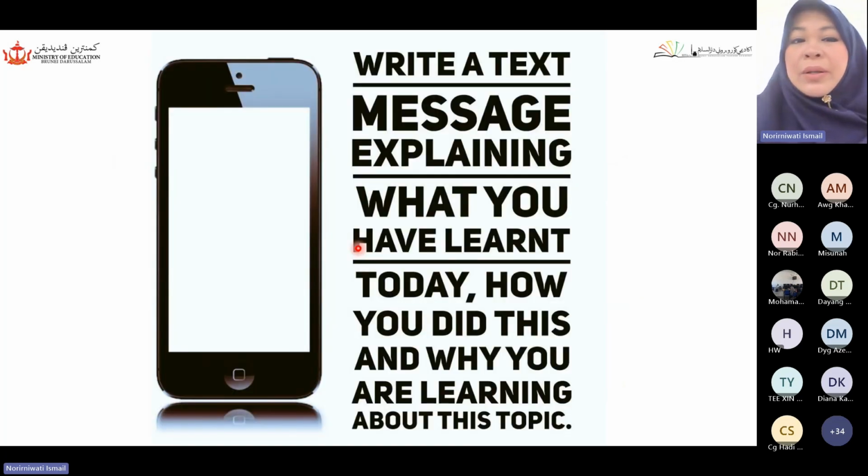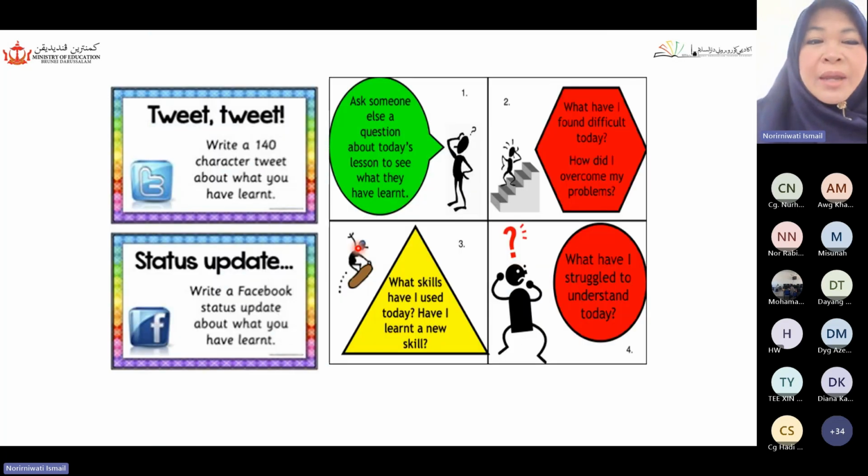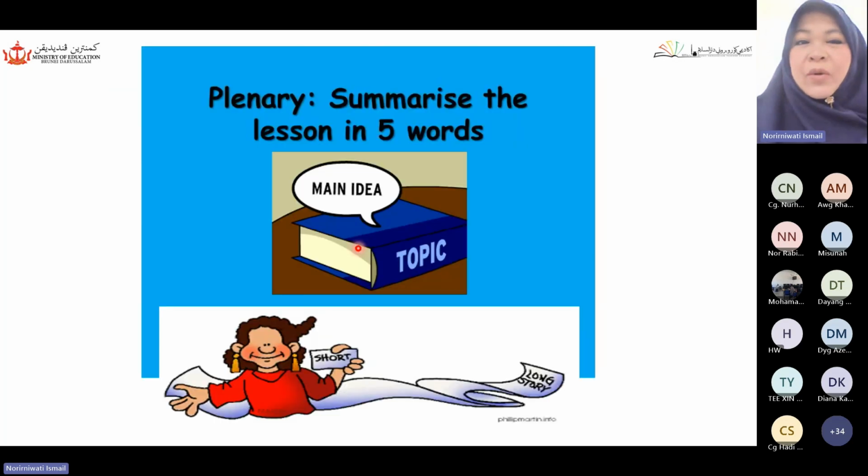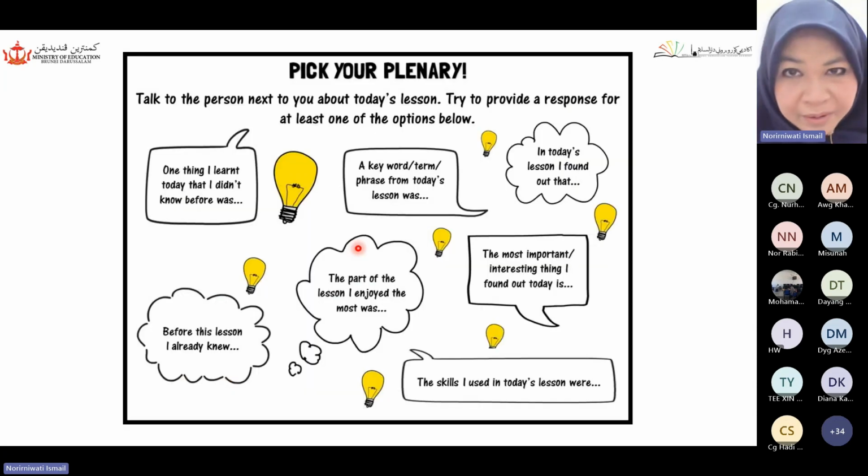Alright. Also, this juga, bayangkan kita, okay, write down text message to your friend who is absent today, ataupun any status update for your Facebook. What do you learn today from my lesson? Blah blah blah. Tweet it apa semua. Summarize. Give us words. Summarize the lesson in 5 words. Another plenary placemat juga yang dapat kita gunakan.